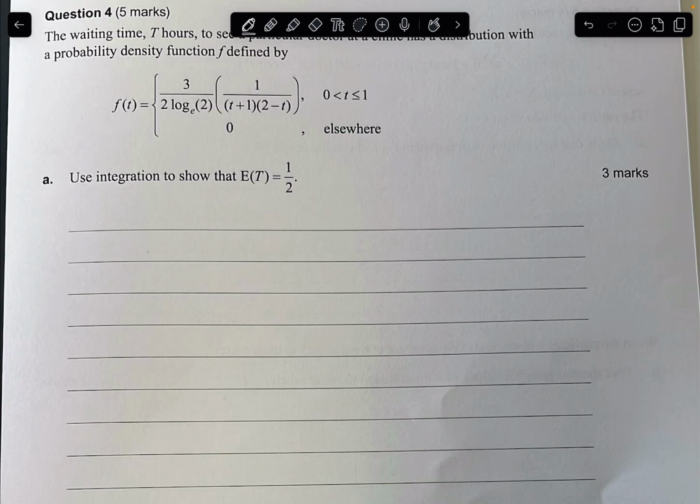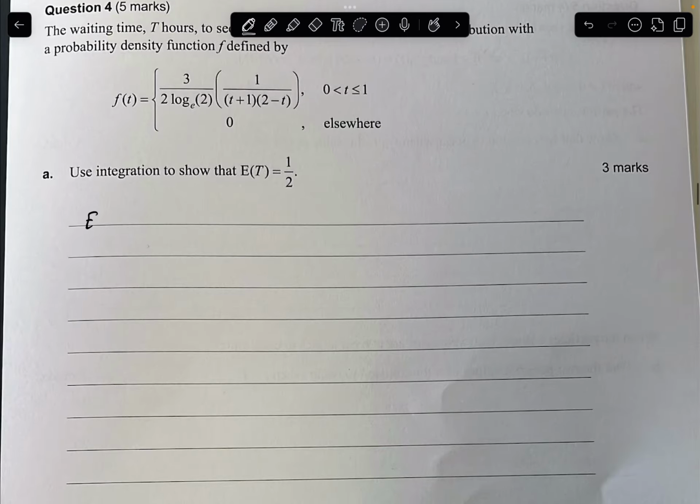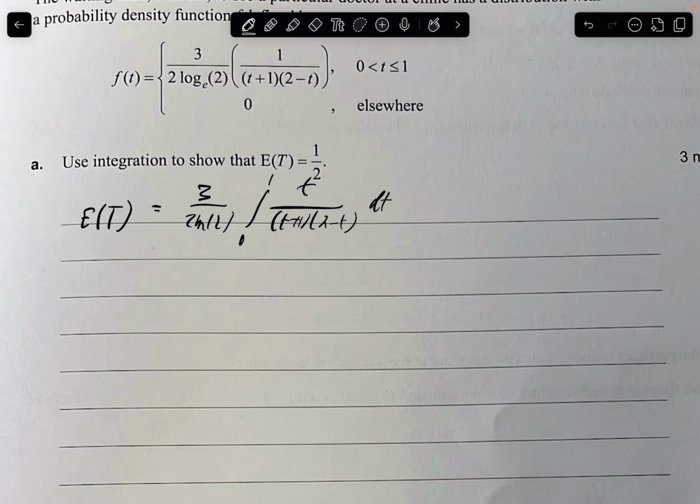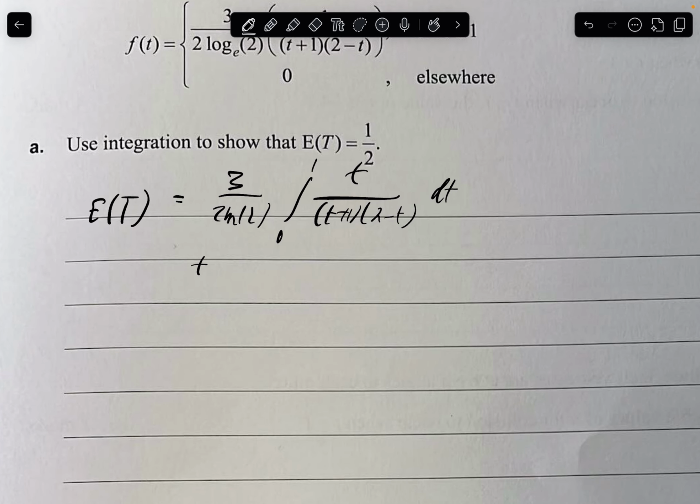Using integration, show that E of t is equal to 1/2. So we need to say that E of t is equal to 3 over 2 ln 2 times the integral from 0 to 1 of t over (t plus 1)(2 minus t) dt. And then what you can do is you can do partial fractions.